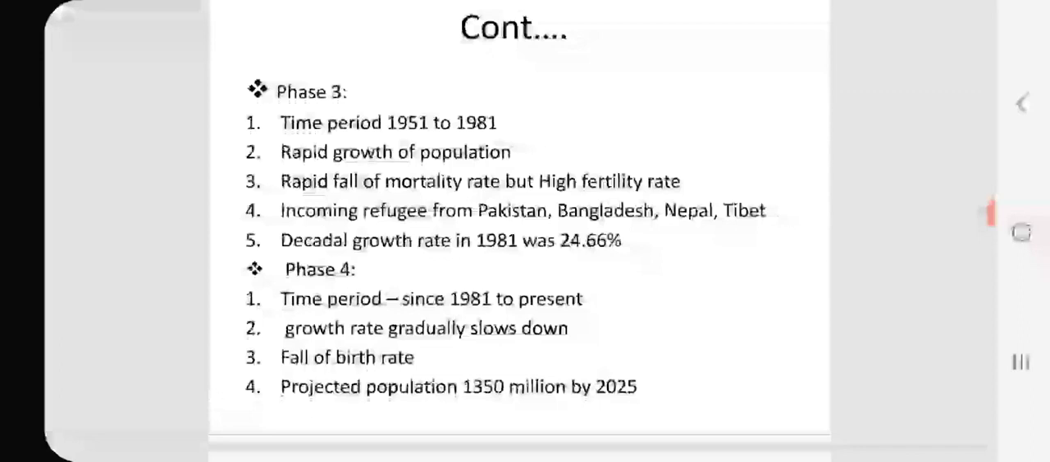The growth rate of 1981 was 24.66%, a decadal growth rate. So it is very high growth. It was a very high growth rate in 1981, and we know that this growth rate declined to 17.64% in 2011.